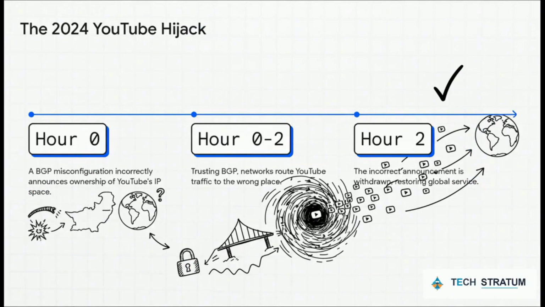Now, this system is built on trust. And that's what makes this next part so wild. It shows you just how fragile that trust can be. A few years back, a simple mistake, a misconfiguration at Pakistan Telecom caused them to accidentally announce to the entire world, hey everyone, by the way, all of YouTube's traffic, yeah, send it to us now. And because BGP just trusts what it's told, networks all over the globe just did it. They started routing all their YouTube traffic to Pakistan where it just hit a dead end. Poof. YouTube was completely offline for the whole world for 2 hours, all because of one single bad announcement.